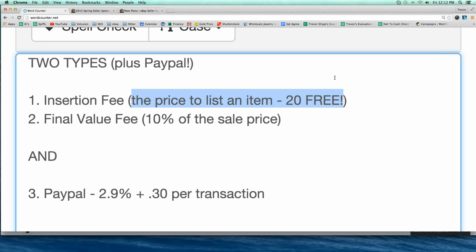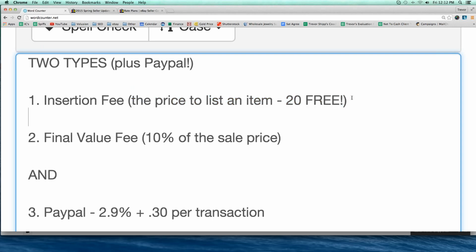But when I got to my 21st item and I submitted list on eBay, I would get charged a small insertion fee, and that small insertion fee is 30 cents, okay? So my 21st item, 30 cents is what I'm going to get charged. On my 22nd item, 30 cents. On my 23rd item, 30 cents. On my 24th item, 30 cents. You get where I'm going with this. For every single item subsequently that you list, it's going to be 30 cents, okay?